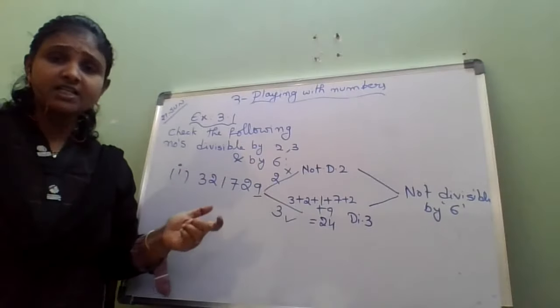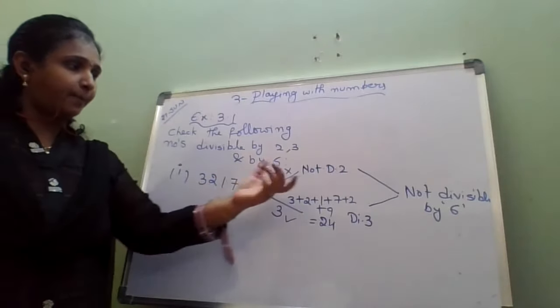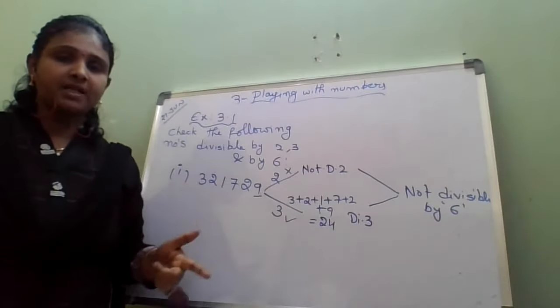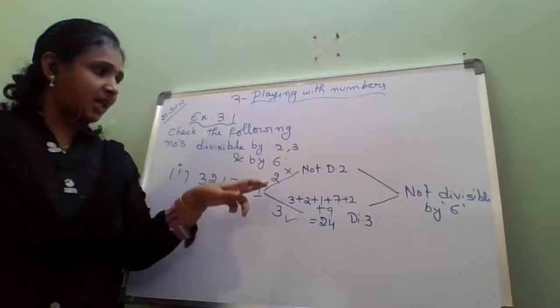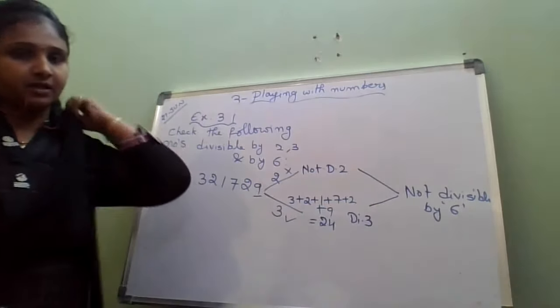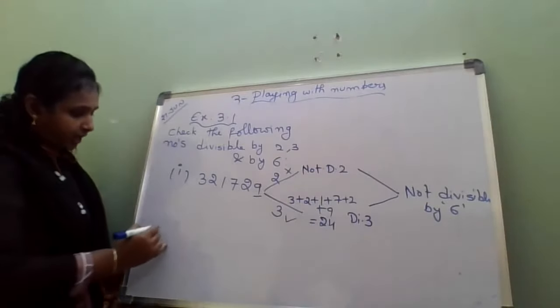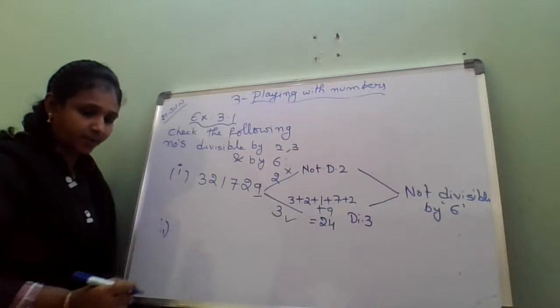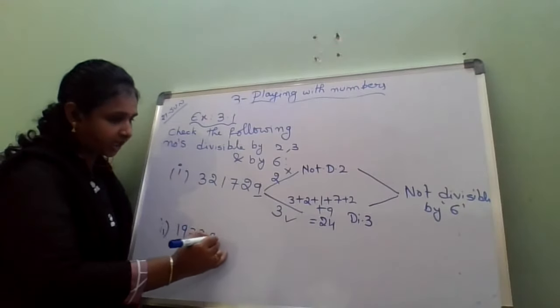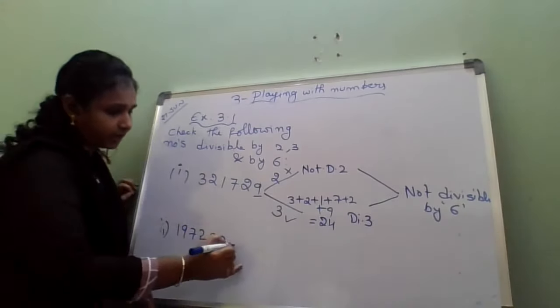So what is the property of 6? If the number is divisible by both 2 and 3, then only the number is divisible by 6. But this number is not divisible by 2, so this one is not divisible by 6. Okay. Like this, one more example we will take. 197,232.